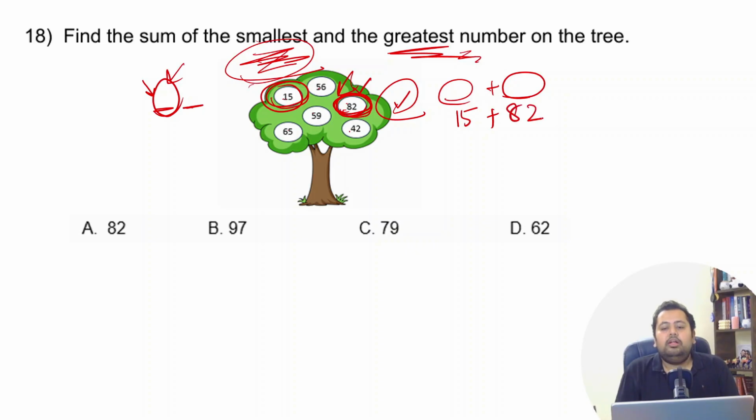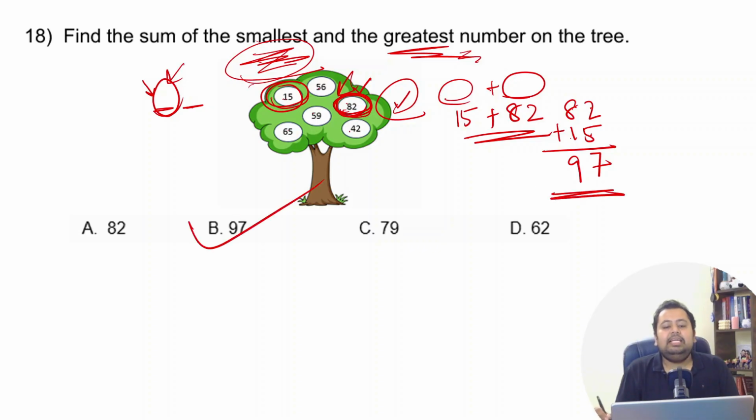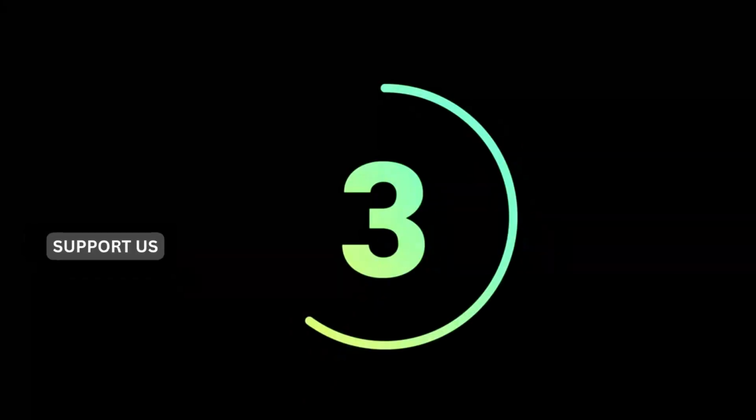So 82. Now, if you add this, if you do 82 plus 15, so 5 plus 2 is nothing but 7. 8 plus 1 is 9. So option number B, 97, is the correct answer. I hope you got it correct. If you did, give yourself a star. And now we move to question number 19.